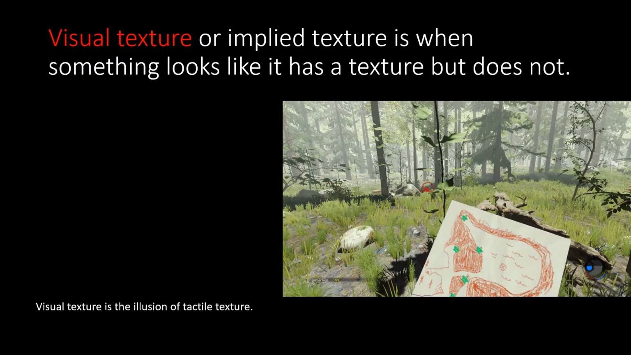Visual texture or implied texture is when something looks like it has texture, but actually it doesn't. And that's what video games and movies are made out of. Visual texture is the illusion of tactile texture.